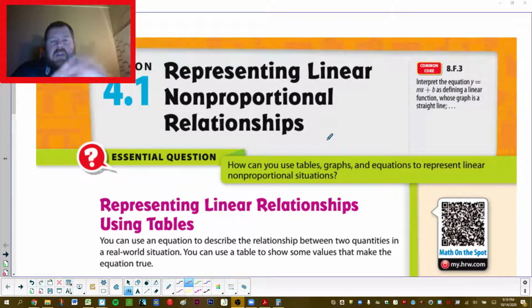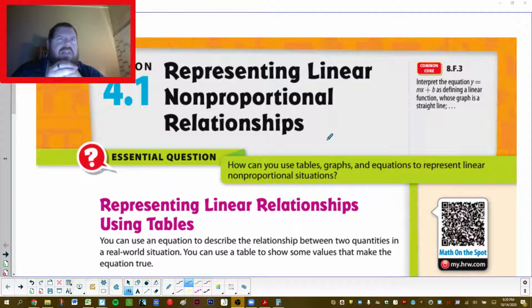That would be non-proportional. You could have something that isn't a straight line, but still went through the origin. That would still be non-proportional because it's not a straight line, so it doesn't meet one of those criteria. But what we're really restricting ourselves to are the linear non-proportional relationships. Basically, all that means it's a straight line that doesn't go through the origin.